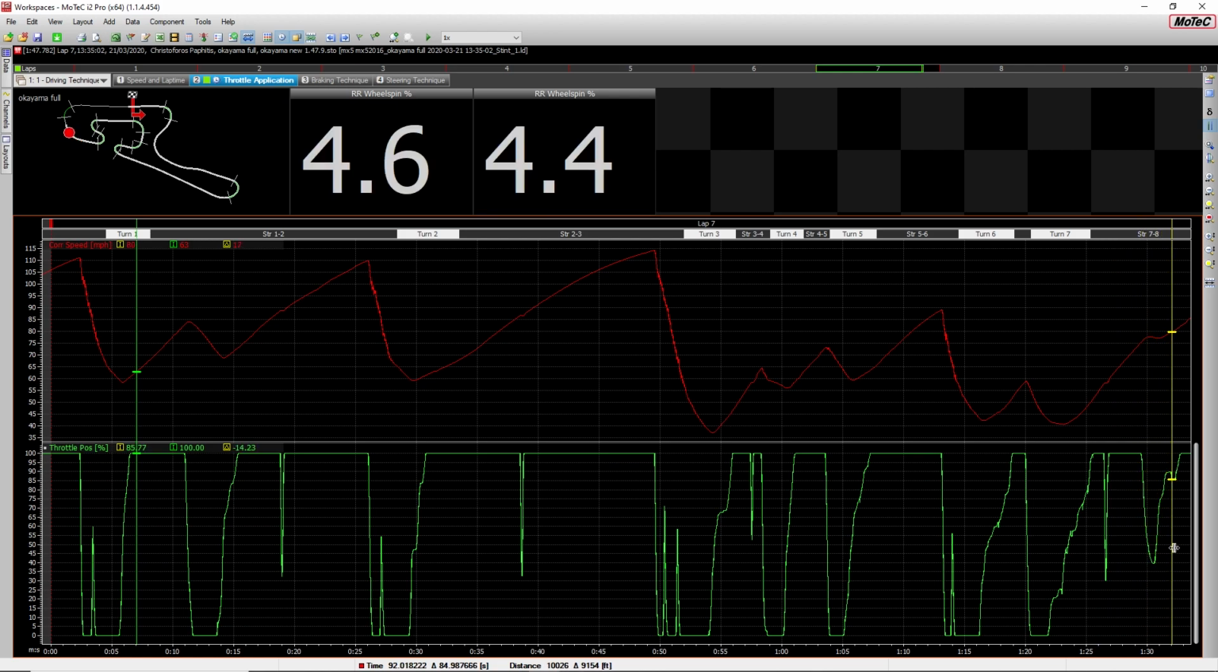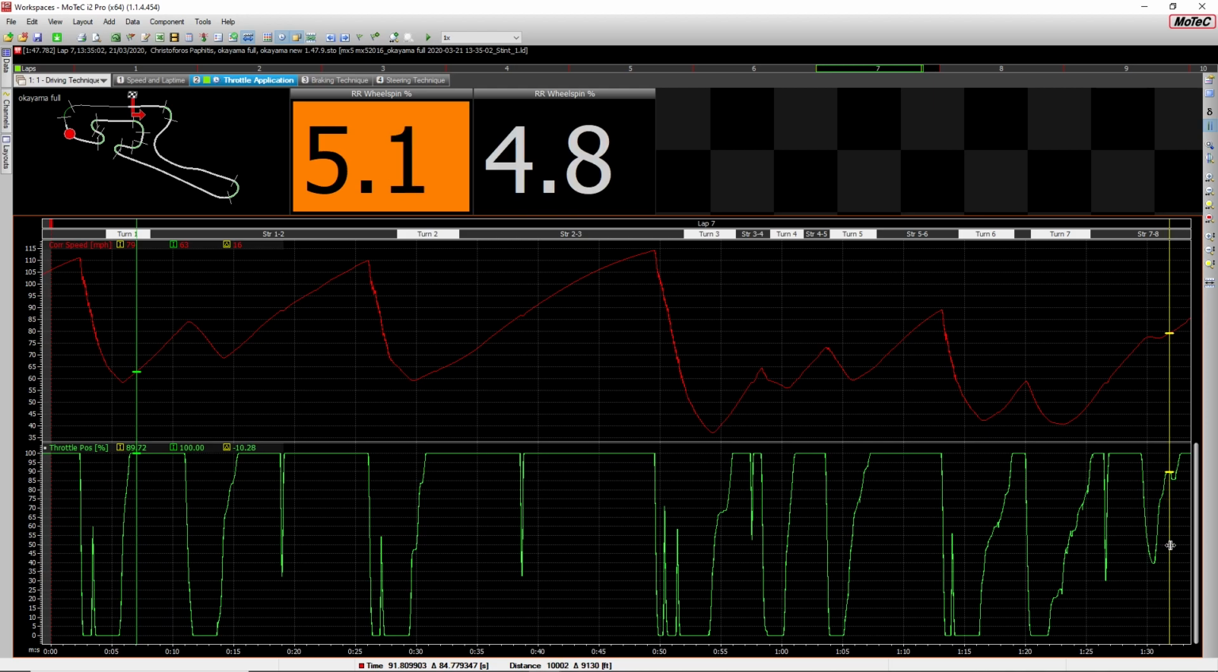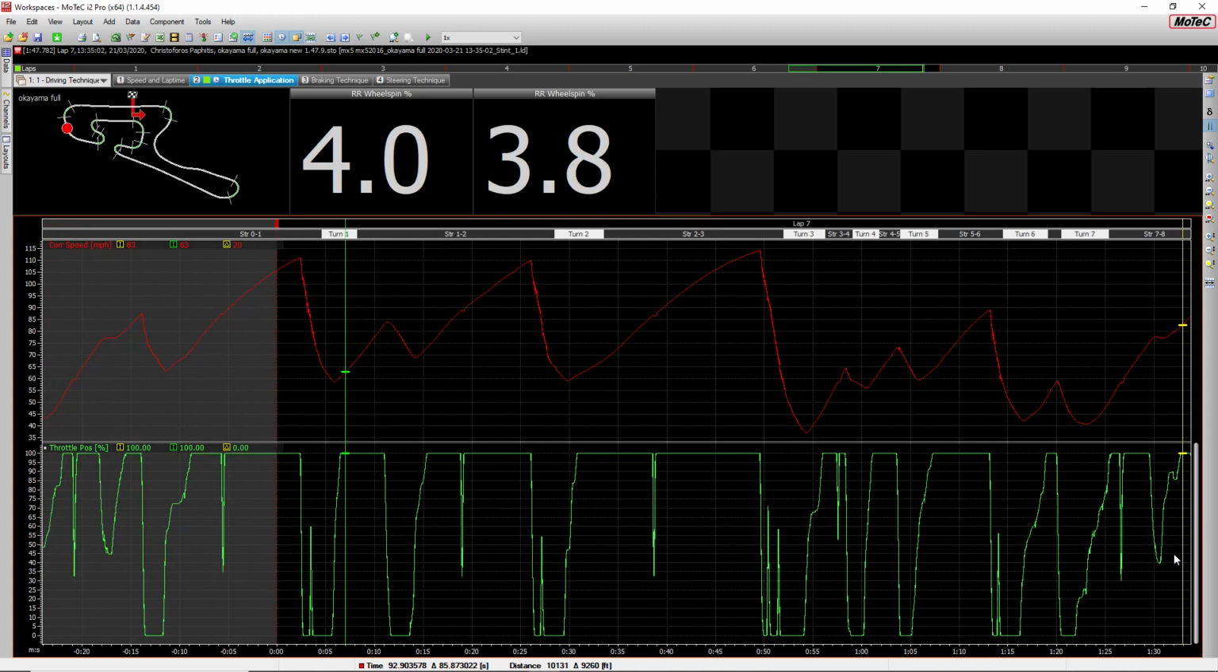Only hiccup is over here, where I had a little bit more wheel spin than I would like, so I just released the throttle a little bit just to reapply it until the end.